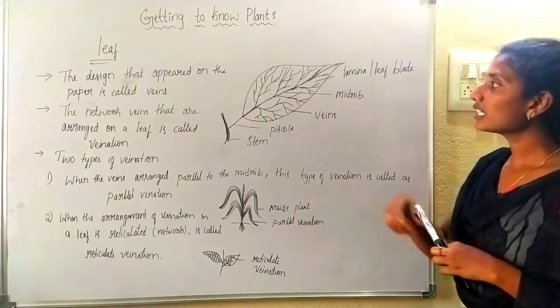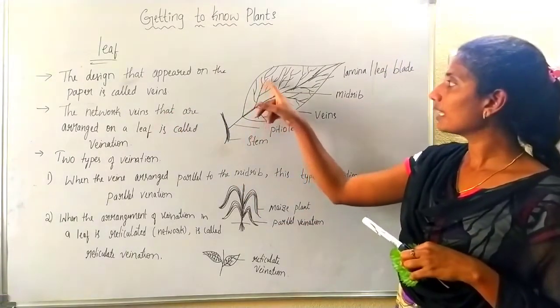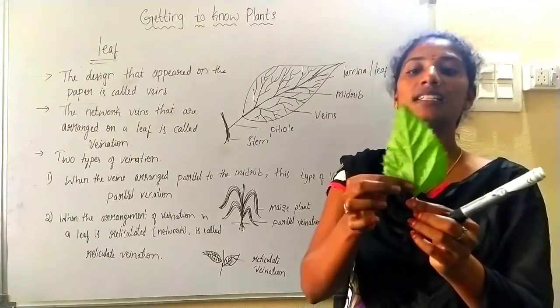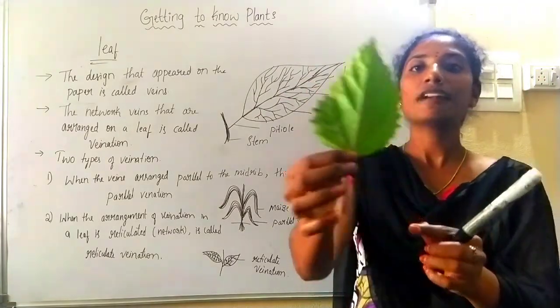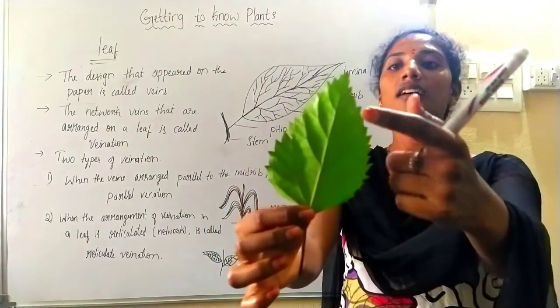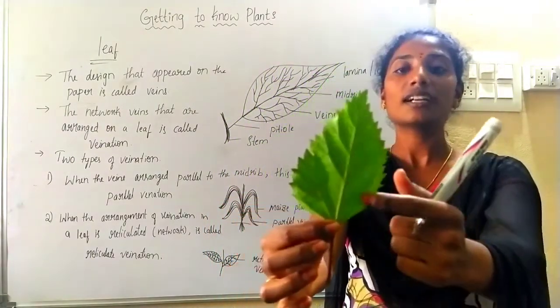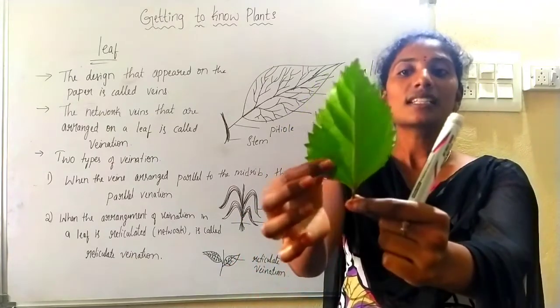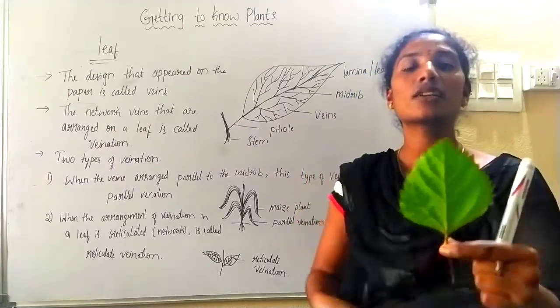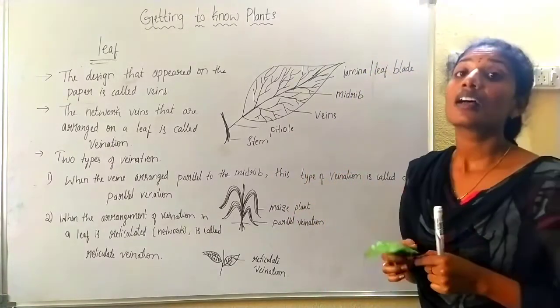So if you see, this is a leaf. You can see many lines present. These are the different number of lines that you can see, which are arranged in a network-like pattern. This design of lines you can see, these are called veins.